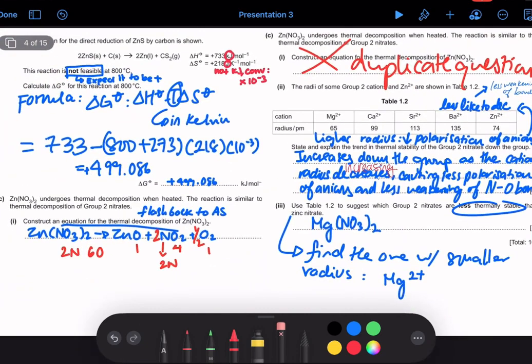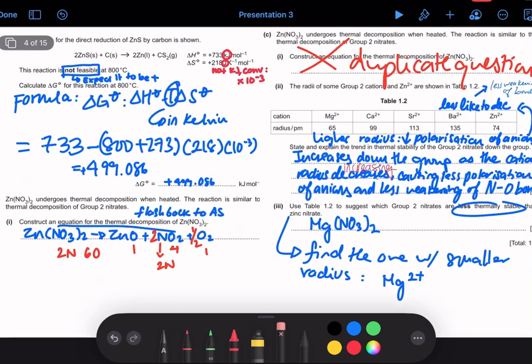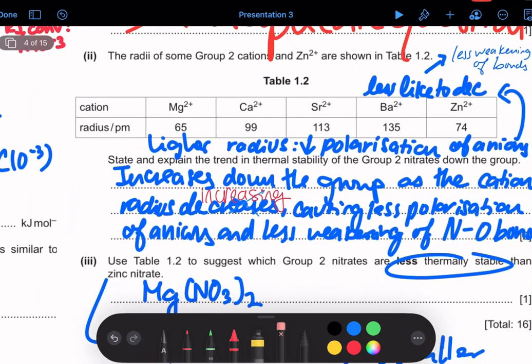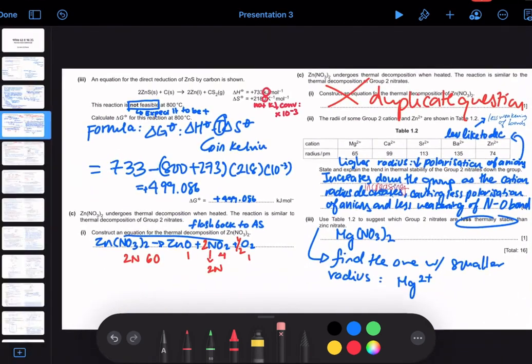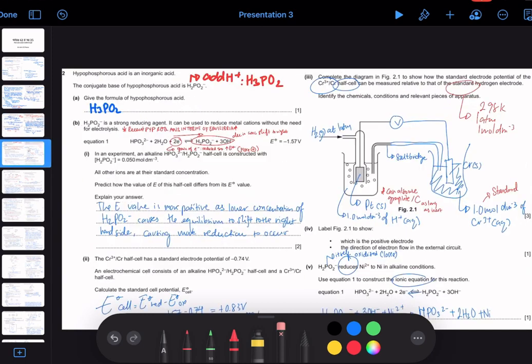For question II, use table 1.2 to suggest which group 2 nitrates are less thermally stable than zinc nitrate. We can take a look at the radius and see which one has a smaller radius. That would be your magnesium cation. So your magnesium nitrate would be the one that is less thermally stable. Again, just find the one with a smaller radius than your zinc 2 plus. Next question.